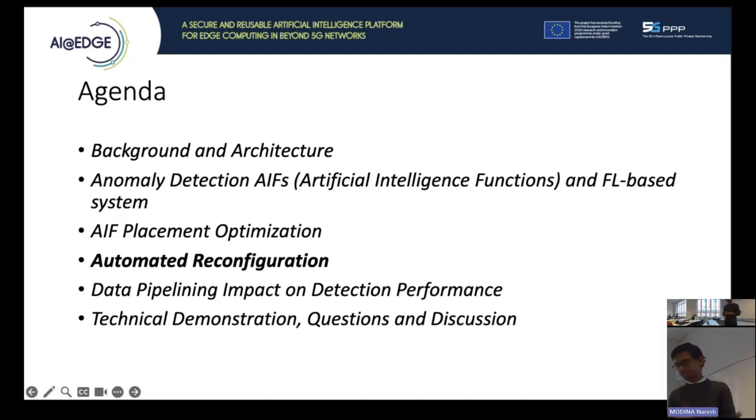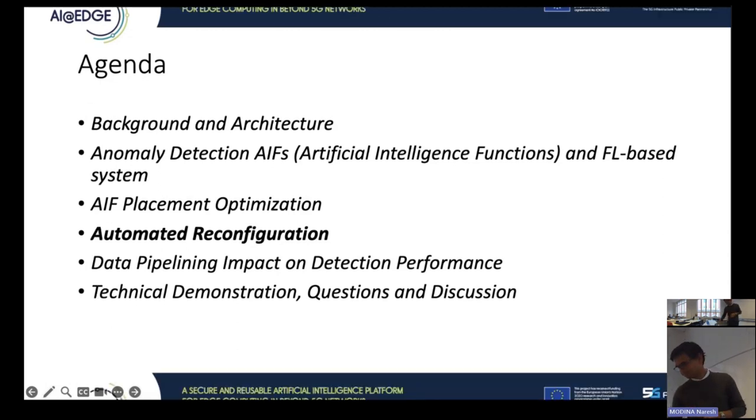Now I'll present the block, which is so important for enabling the automatic closed loop for this test bed. It's called automated reconfiguration.